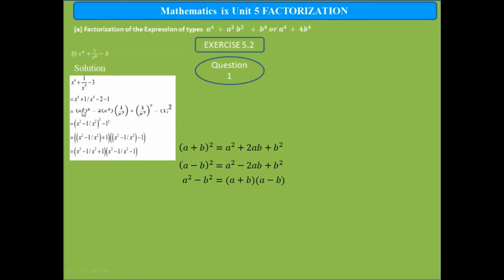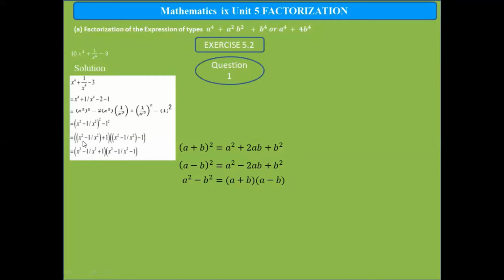So now we can write this in closed form, where a is x square and b is 1 by x square, as a minus b whole square. So that is equal to x square minus 1 by x square, whole square, minus 1 square. Now we can use the formula a square minus b square, which can be factorized as a plus b into a minus b. Here a is this complete value x square minus 1 by x square, and b is 1. So a plus b and a minus b.